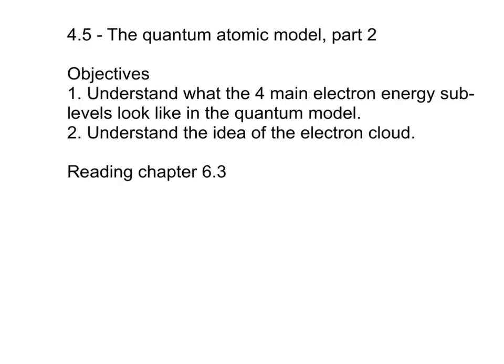Okay, chemistry students, lesson 4.5, we're going to continue looking at the quantum atomic model. In this lesson, we have two objectives. Number one, we'd like you to understand what the four main electron energy sublevels look like in the quantum model, at least what we think they look like. And number two, to understand the idea of an electron cloud and how the electrons are arranged according to the quantum model in the electron cloud.